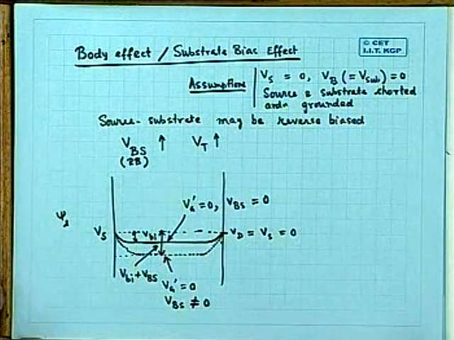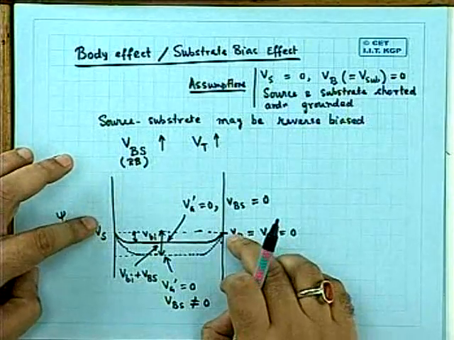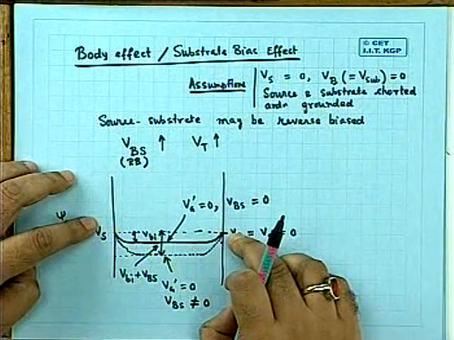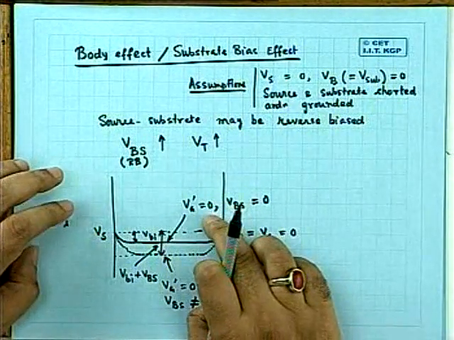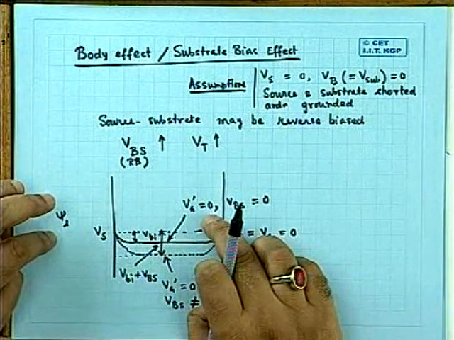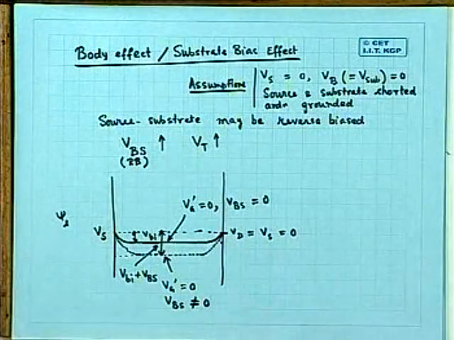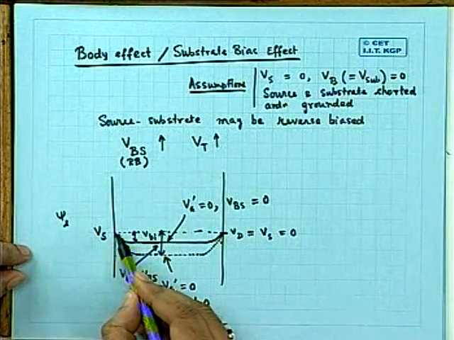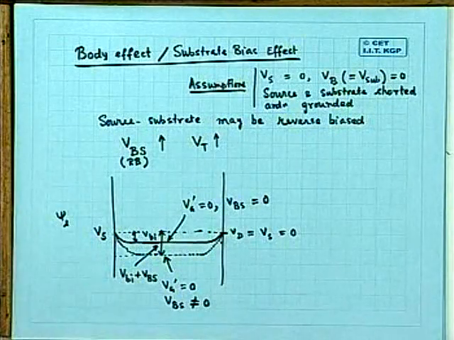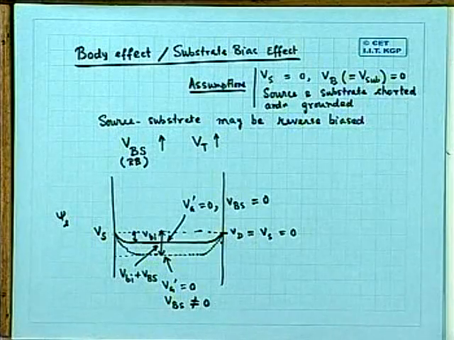So what has happened as a result? Let us first assume that both source and drain are grounded. Vg dash equal to 0 means Vg is equal to VFB. The flat band condition prevails, so that the potential barrier at the source and drain end will be VBI corresponding to the surface.